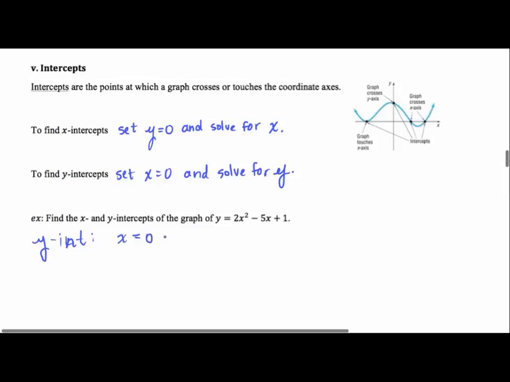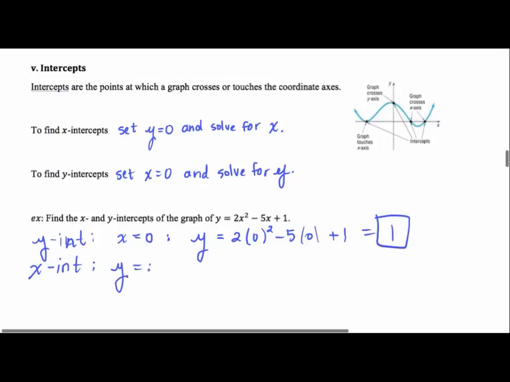So if I plug in 0 for x, I get y equals 2 times 0 squared minus 5 times 0 plus 1. So I get 1 for my y-intercept. That's pretty straightforward, just plugging in 0 for x. To find x-intercepts, though, I need to set y equal to 0. Okay, so we're going to have 0 equals 2x squared minus 5x plus 1.